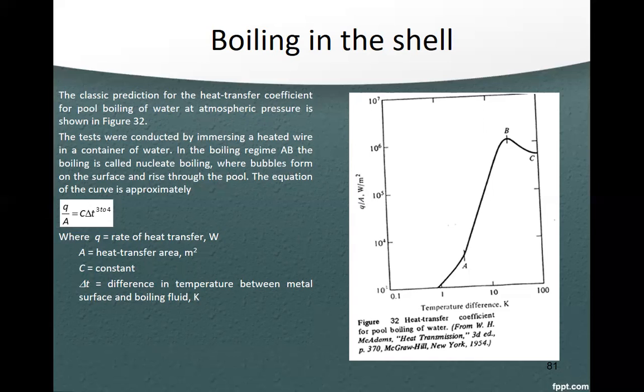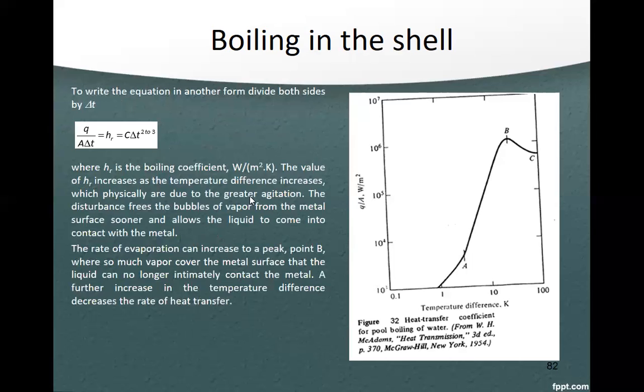Boiling in shell, kung yung meron kasing natawag na sa ibang ano, sa shell yung evaporator, nasa shell yung refrigerant. Okay, meron doon. So ito na yun, boiling in shell. To write the equation in another form, divide both sides by delta T. So Q over A delta T is equal to h_r is C times delta T from 2 to 3, where h_r is the boiling coefficient, watts per meter squared Kelvin.